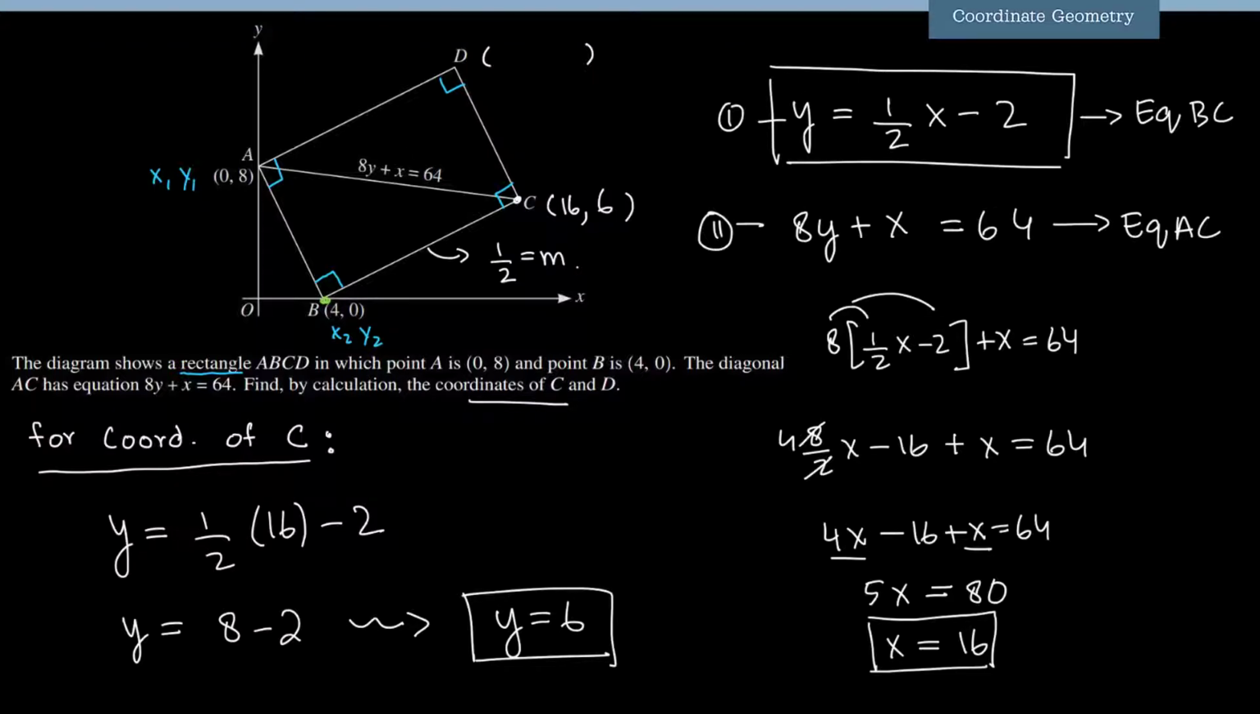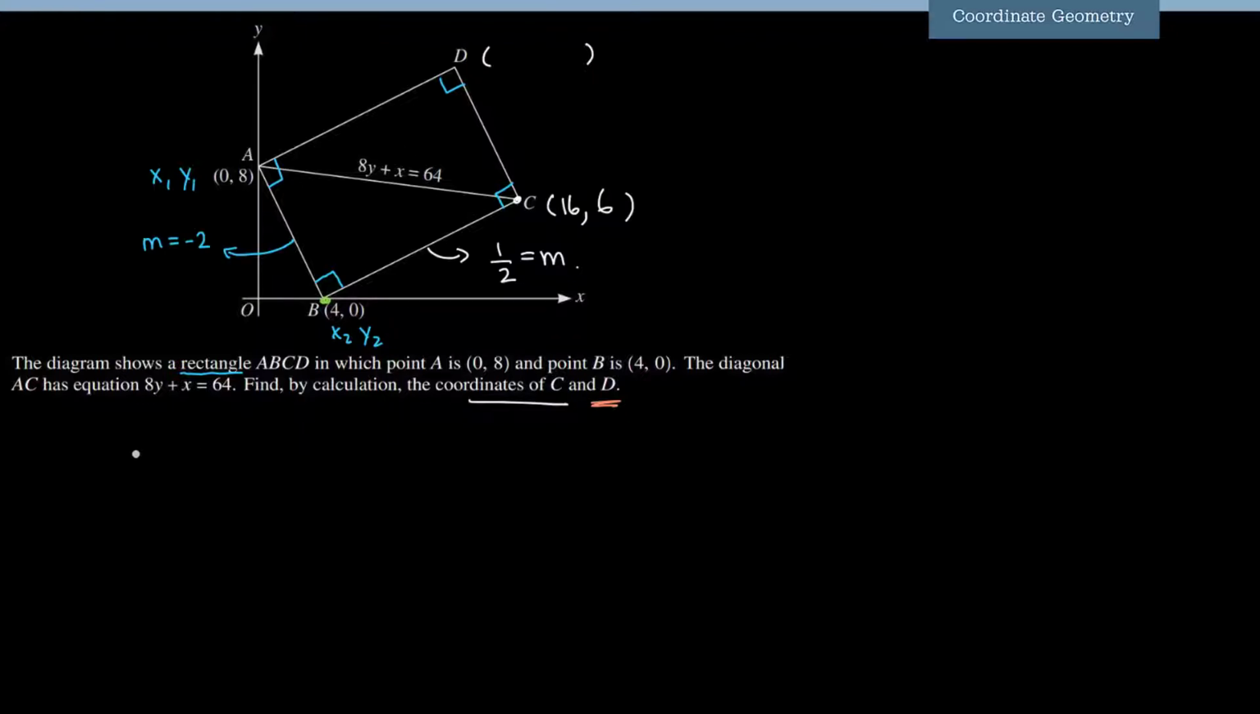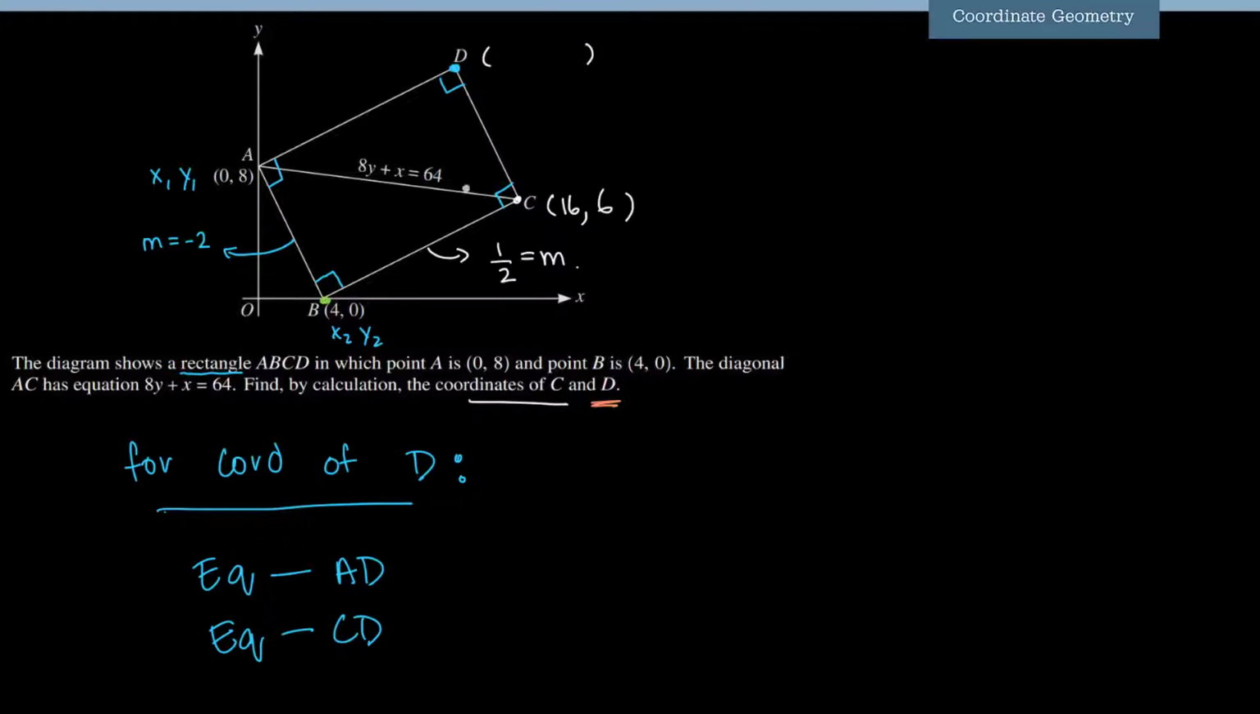Now let's find the coordinates of point D. For the coordinates of point D, I know that point D is the point of intersection of line AD and line CD. So if I can solve the equation of line AD and the equation of line CD simultaneously, I'll get the coordinates of point D. Let's first find the equation of line AD.